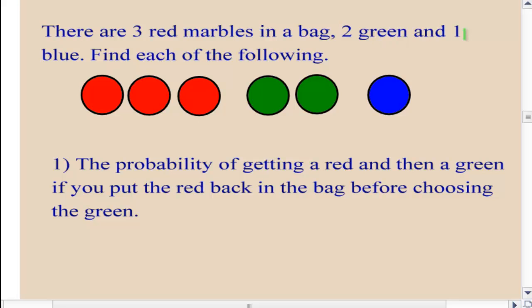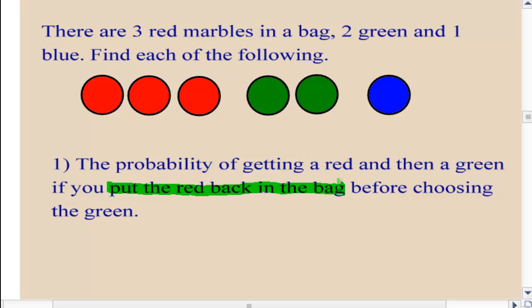So there are 3 red marbles in a bag, 2 green and 1 blue. Find each of the following. The probability of getting a red and then a green if you put the red back in the bag before choosing the green. So what are the key words here that let you know that this is an independent event? Put the red back in the bag.